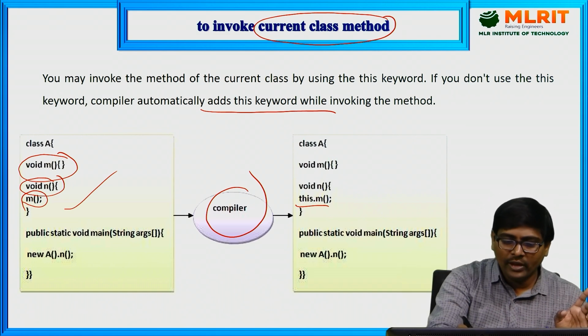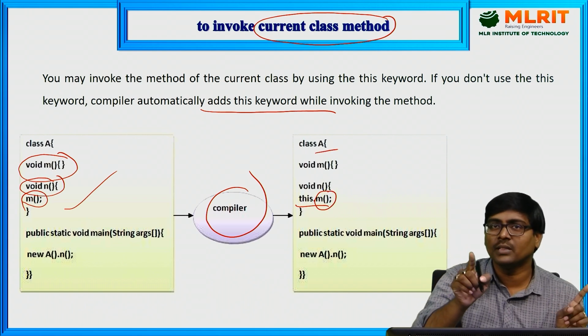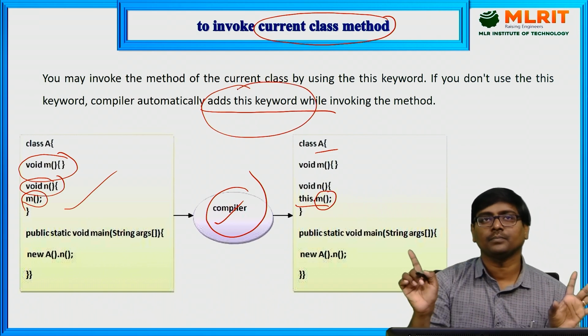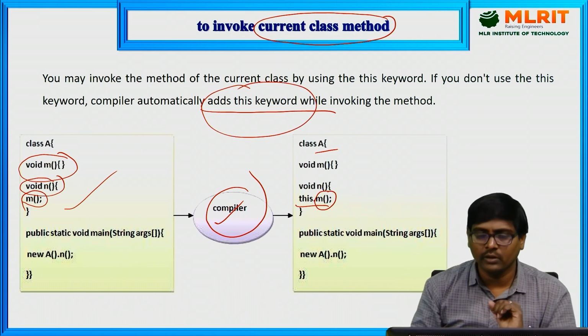Okay. So M is also a method in the class A. Clear? This is done by the compiler. Since the compiler adds it by default, we are not moving to any example.